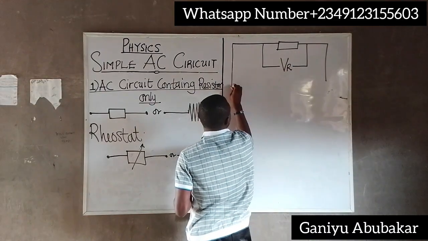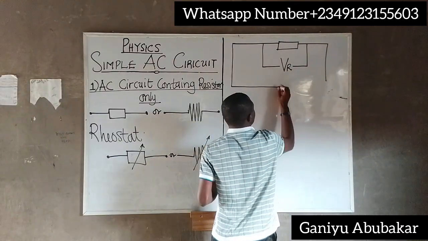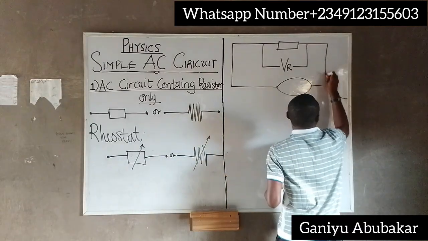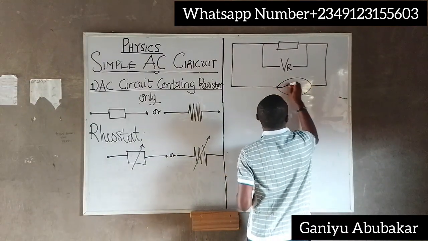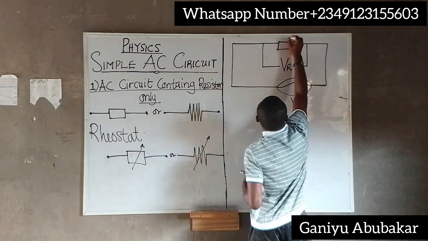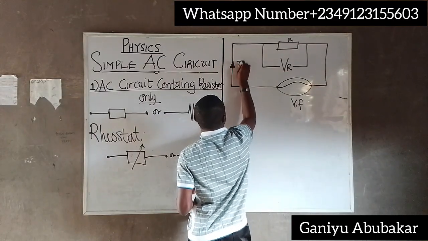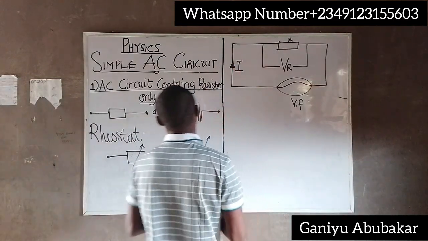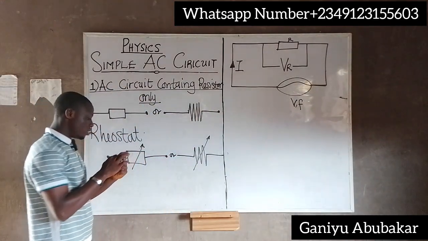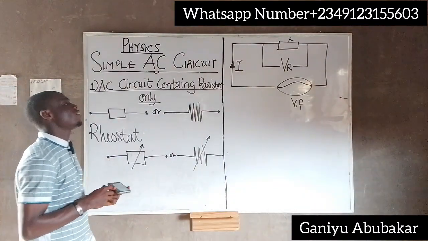I have this one here. This is the diagram. Here's your resistor R. This part here is current I. So this is the diagram for an AC circuit containing resistor only.